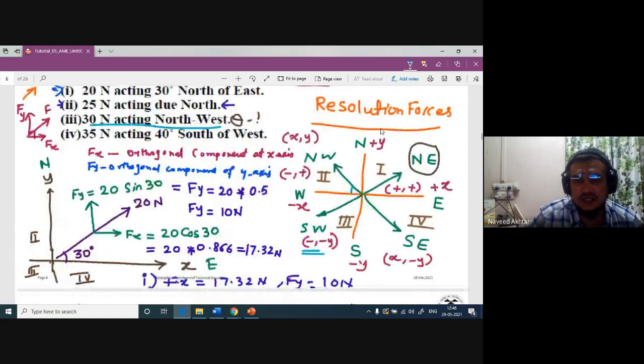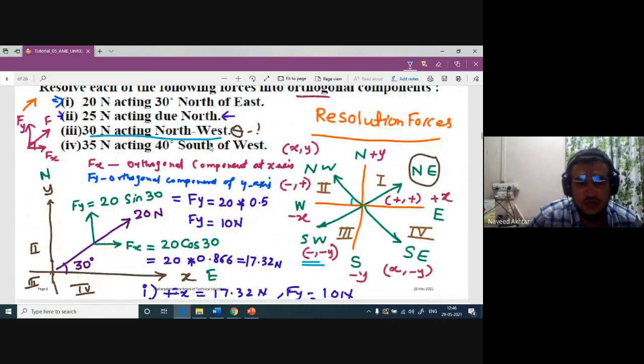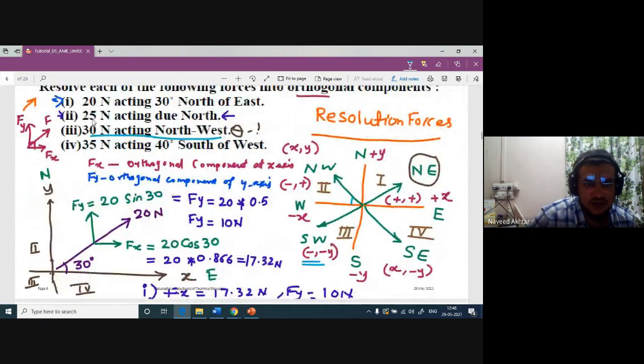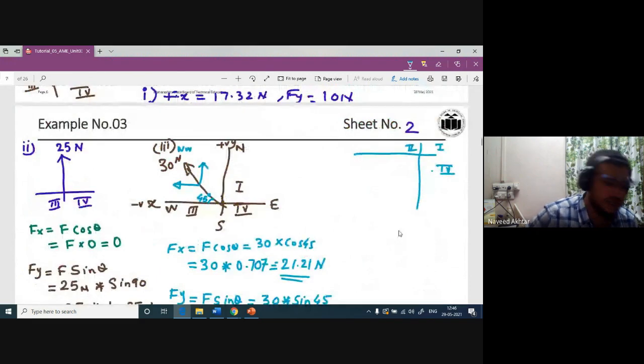So you see why third quadrant: because this is southwest. Where does southwest come? Third quadrant. I will draw the force of 35 Newton with 40 degrees. I will draw the force here which is making 40 degrees in the southwest direction. This is west, this is south. This one is east, and above is the north.